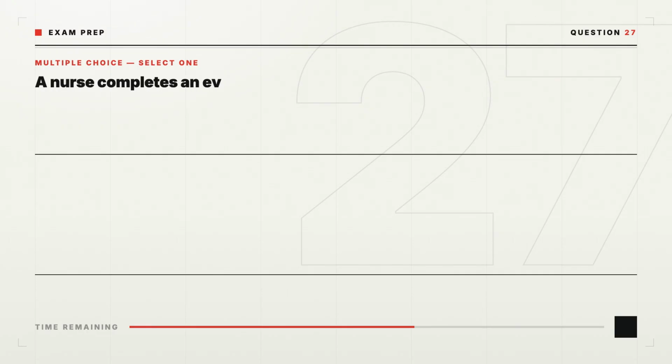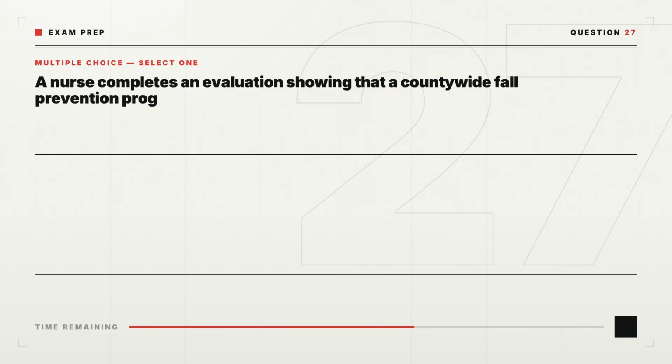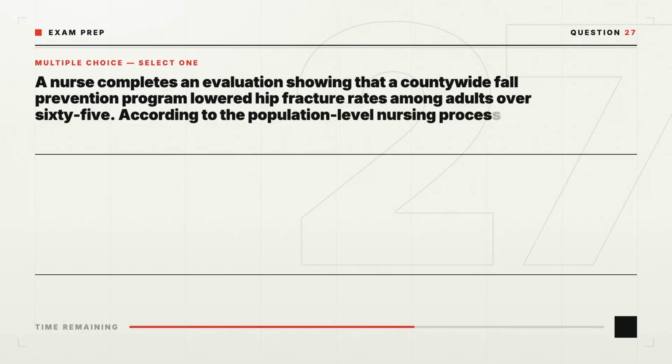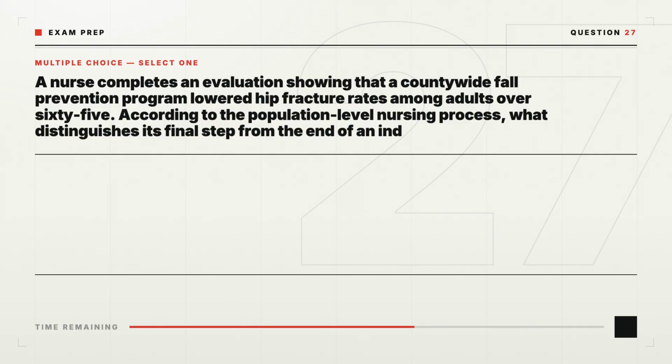Question 27. A nurse completes an evaluation showing that a county-wide fall prevention program lowered hip fracture rates among adults over 65. According to the population-level nursing process, what distinguishes its final step from the end of an individual episode of care? Your options are: A.